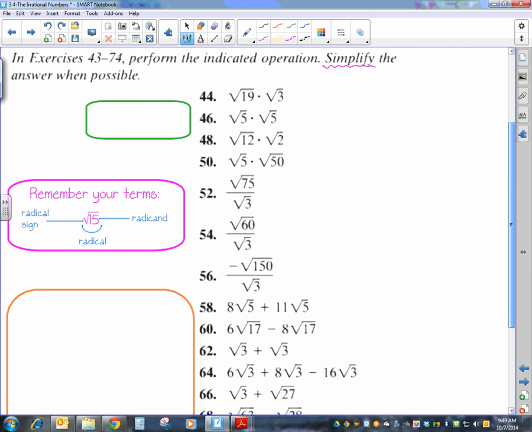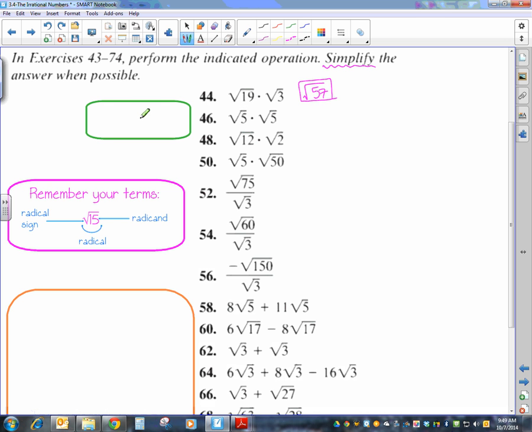When you look at 3 and 19, if you remember from our last section and know that those two are both prime numbers, then the only way to simplify it is to go ahead and multiply them. So 3 times 19 is the square root of 57. Okay? The square root of 5 times the square root of 5.